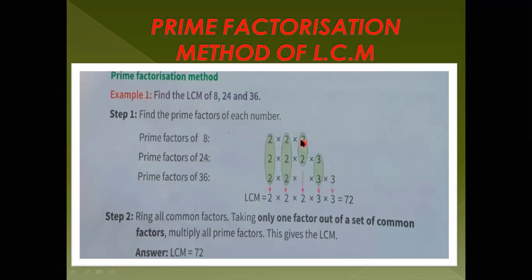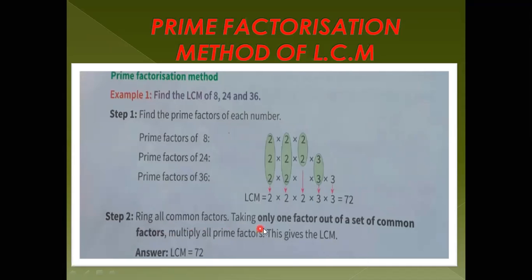Now how will we find the LCM? In all of these, write what is common. So LCM equals 2 into 2 into 2 into 3 into 3. That means 2 2s are 4, 4 2s are 8, 8 3s are 24, 24 3s are 72. So LCM equals 72.